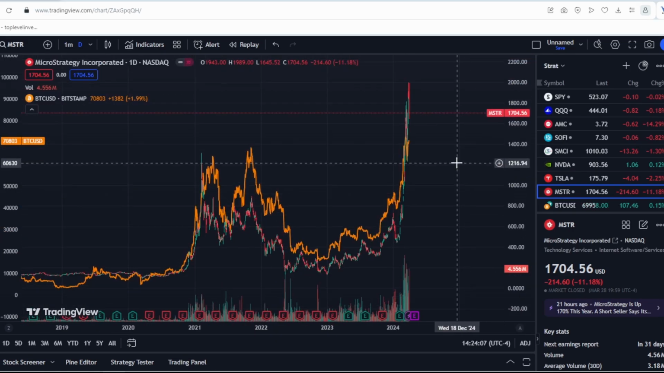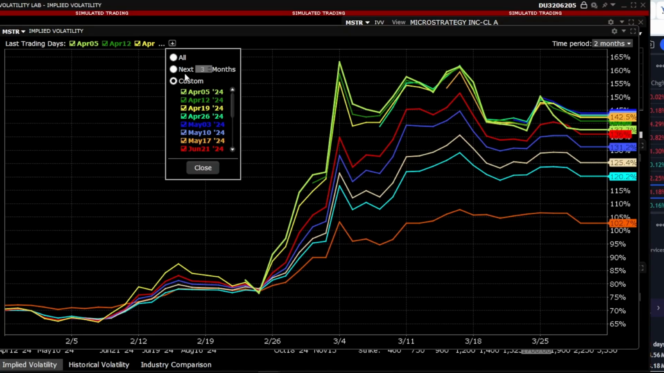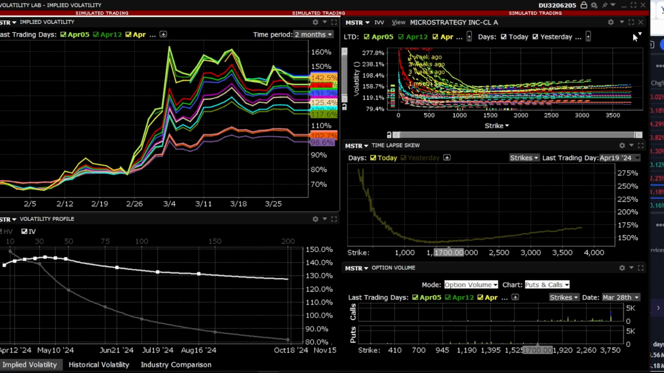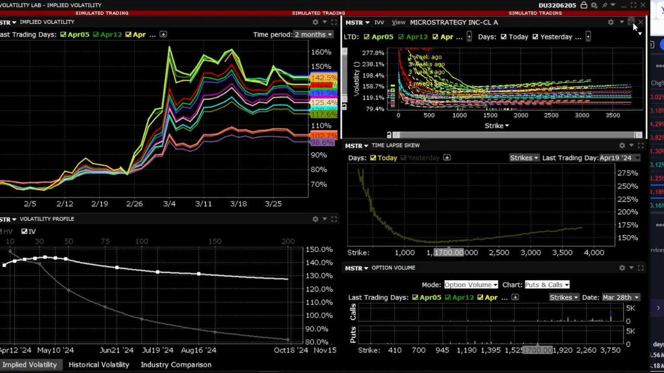Before drawing any conclusions, let's take a look at the volatility and what's happening here. The implied volatility remains at a very high level, around 140%. This is indeed a lot. I remind you that the higher the volatility, the higher the options price. Therefore, it's very difficult to trade options on this stock at the moment because the insurance will cost a lot of money. Let's look at the volatility smile.